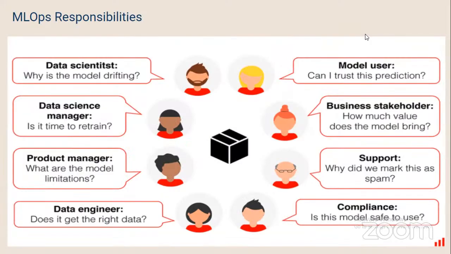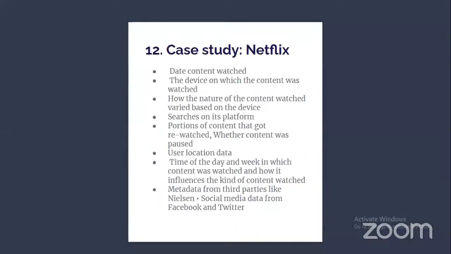So we understand, at a high level, what machine learning operations do with big data, right? Now, a popular case study is Netflix, right? The data includes content watched, the device on which the content was watched, the nature of the content watched, which varies based on the device, and searches on the platform. So all these are different actions which have been applied on the interface, right?